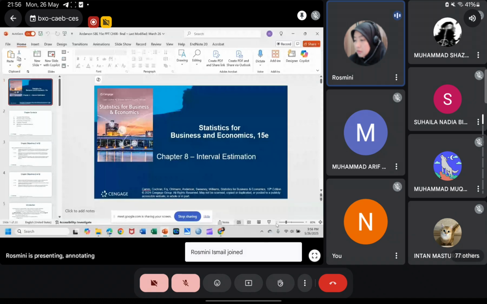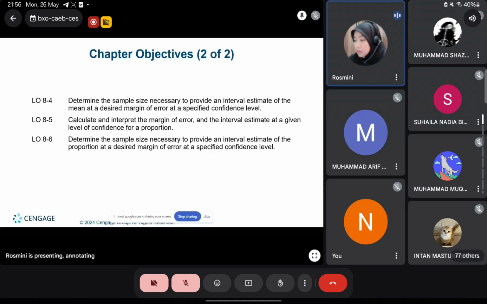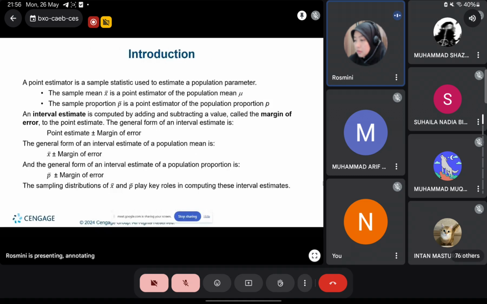The first one is regarding the population mean. We already know what a point estimator is: the sample mean X bar for mu, and P bar as opposed to P. Here we have the interval estimate. The interval estimate is computed by adding and subtracting a value, the margin of error, or the plus minus. So X bar plus minus margin of error, and P bar plus minus margin of error.